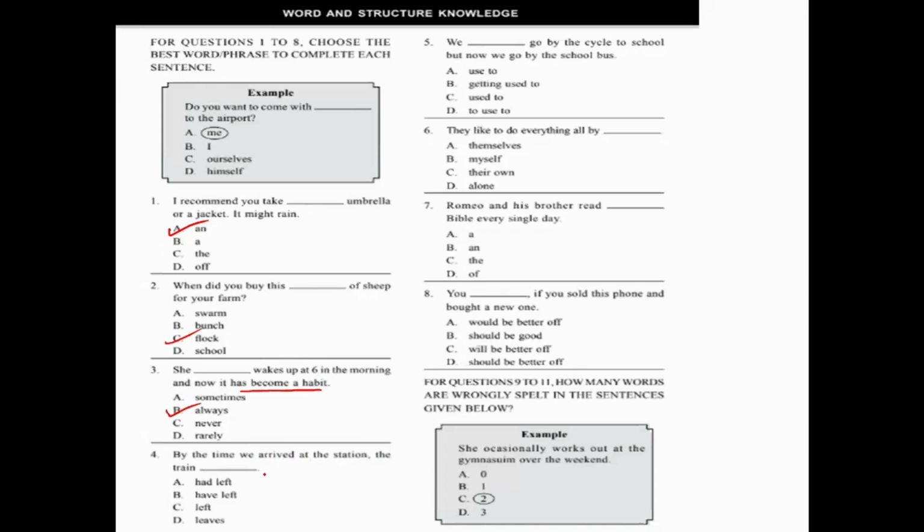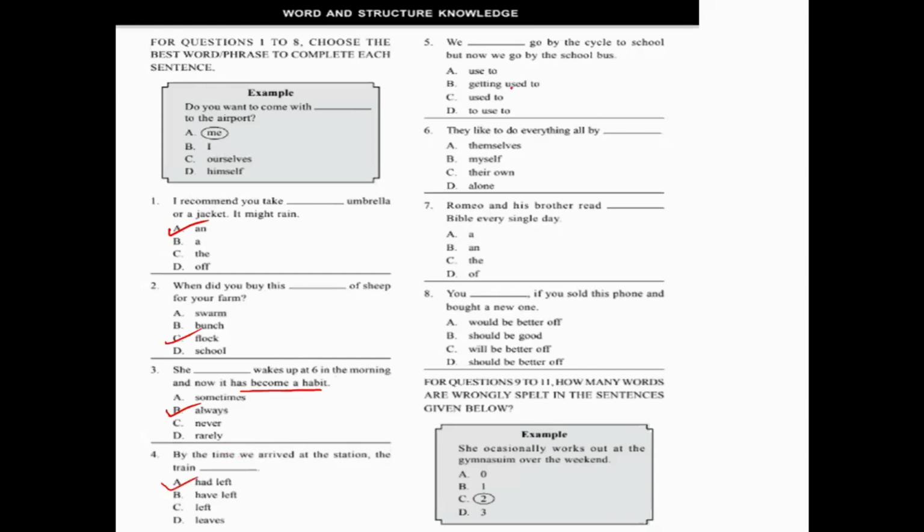So when we have two things happening at the same time, then we have to take the first action in the perfect tense. That means the thing has already happened in the past, so we have to use the past perfect tense. So the correct answer for this is, by the time we arrived at the station, the train had left. Okay, had left is our past perfect tense.